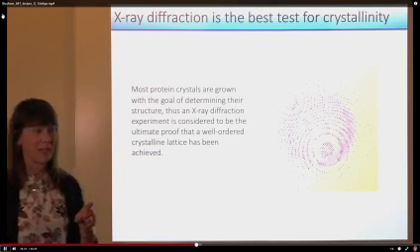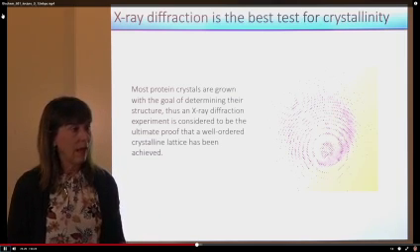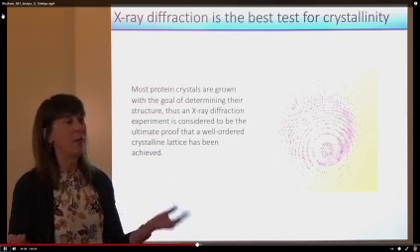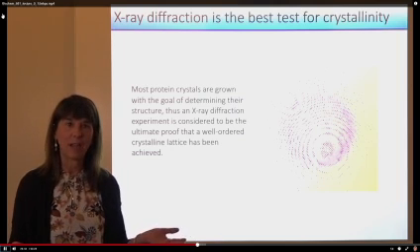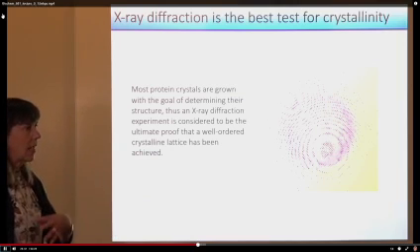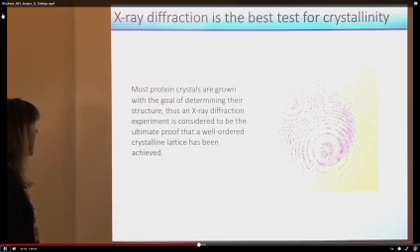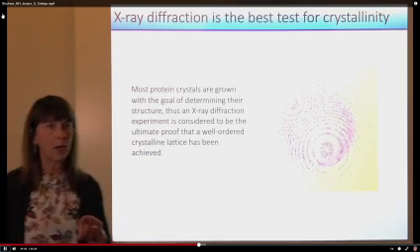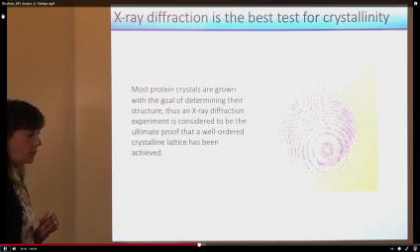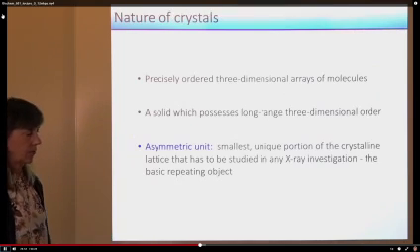And here's another thing that's sad. Sometimes you grow these absolutely gorgeous crystals, and you're jumping up and down because you've got these beautiful crystals, and you put them in the X-ray beam, and they don't diffract. And then you're sad. So once you get your crystals and you're excited, you need to put them in the X-ray beam and make sure that they actually diffract, and diffract well enough to give you the information you want. So there you go. That's a diffraction pattern.